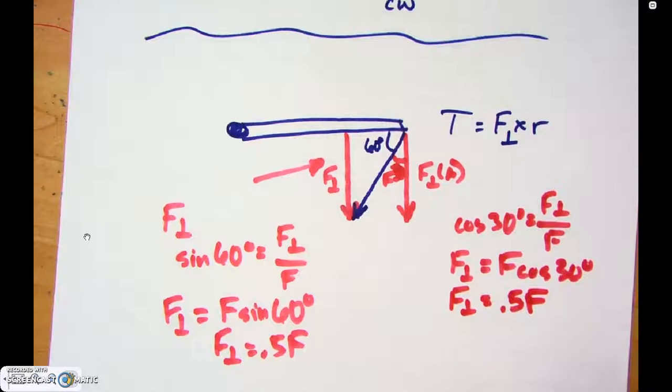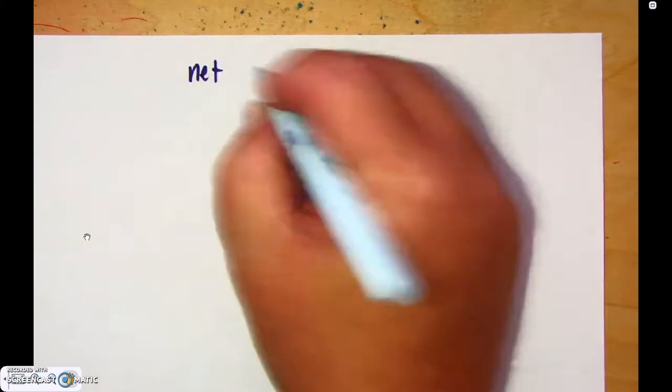Now, let's take a look at what happens when I get multiple torques involved. Well, if I have multiple torques, then I'm going to have some type of net torque. Let's go back to the blue pen. I'm going to have some type of net torque.